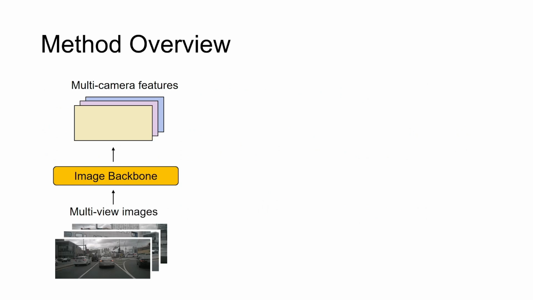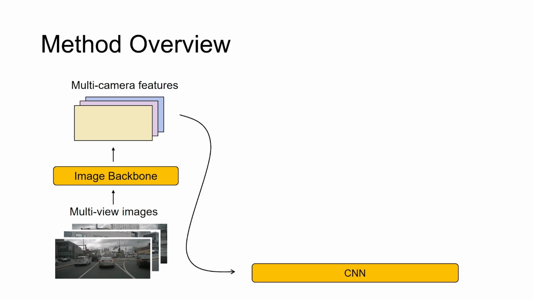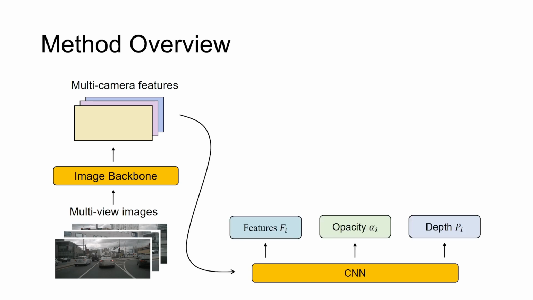We begin by processing multi-view images with a shared backbone network to extract visual features. These features are then passed through a lightweight CNN to produce three key outputs for each pixel: the splat feature Fi, the opacity alpha i, and the depth distribution Pi.